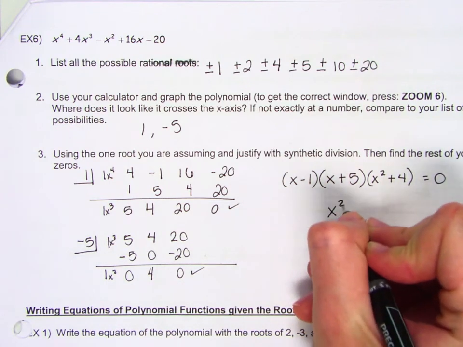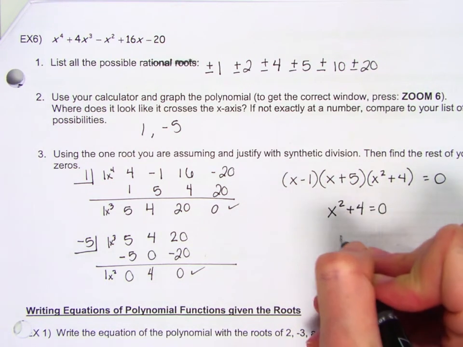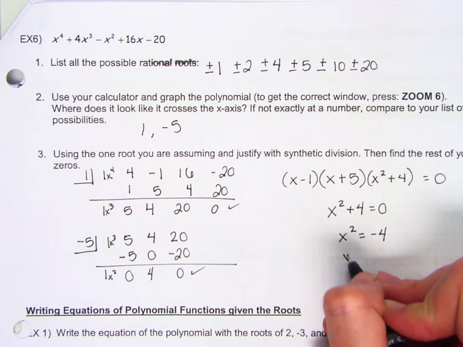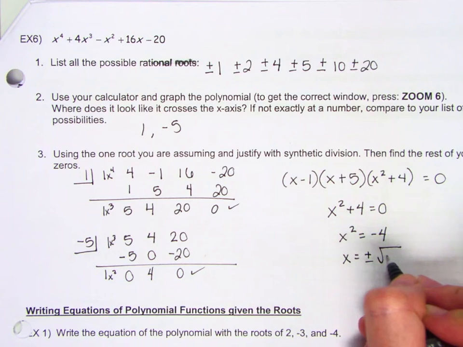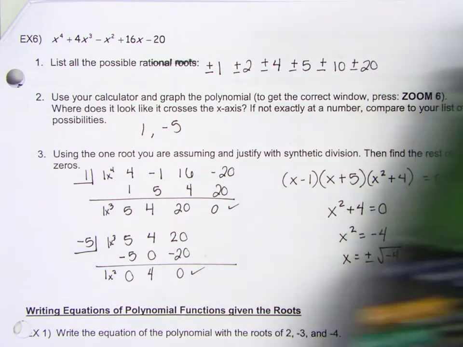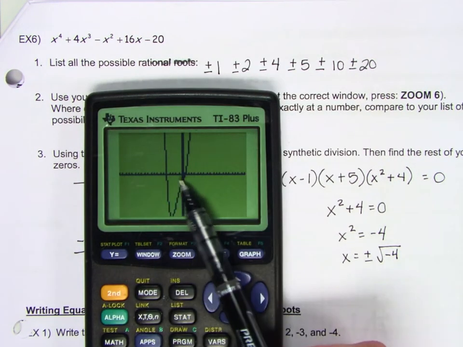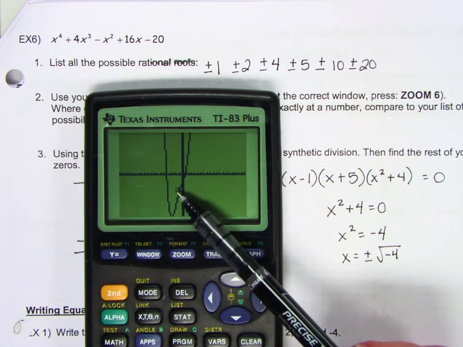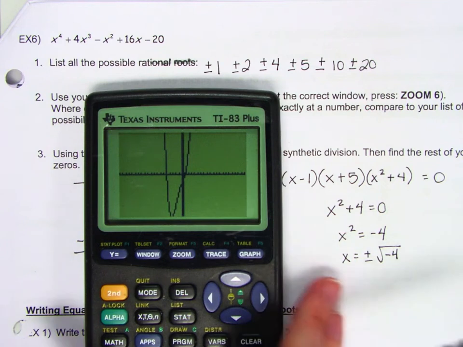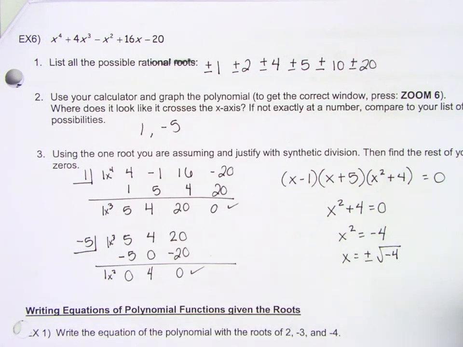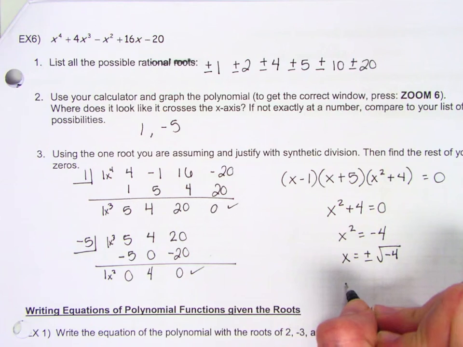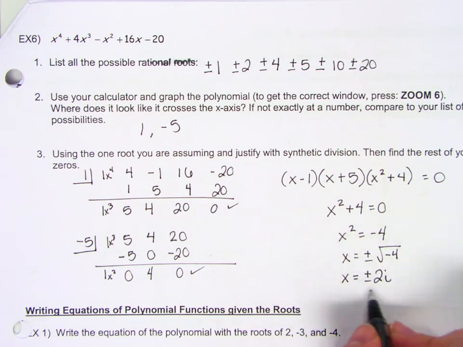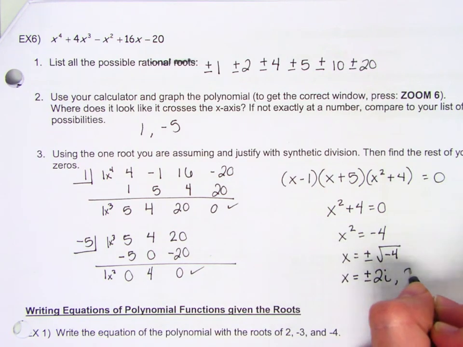So I set this x squared plus 4 equal to 0, which means x squared is equal to negative 4. Look at this. The square root of a negative number is imaginary, which we could see from the graph. It only crossed at 2 places. This was a degree 4. So it had 1, 2, 3 turns to it, but 2 of those were not after it had crossed the x-axis. So here are my imaginary roots. 2 imaginary and 2 real.